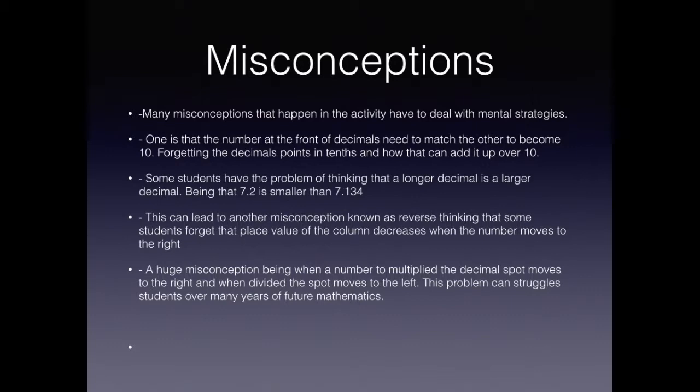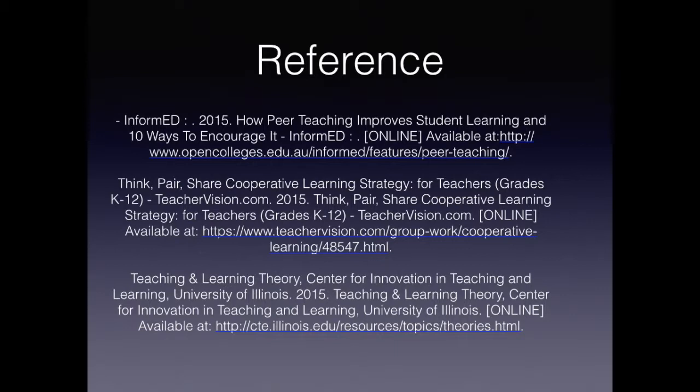Many misconceptions that happen in this activity have to do with mental strategies. One is they think that a number will add up to 10, when in matter of fact it will add up to over 10. Some students have the problem of thinking a longer decimal is a larger decimal, so they think 7.2 is smaller than 7.134. This also leads to another misconception known as reverse thinking. Students forget the place value of the column decreases when the number moves to the right. And the other one is multiplying a number with a decimal point, where they don't know which way the point goes.